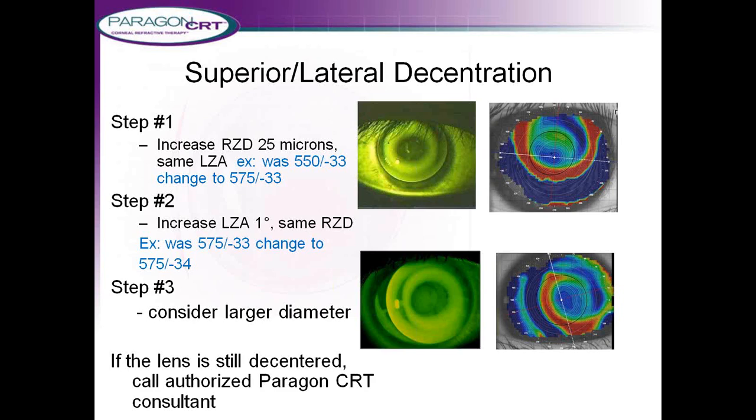For superior or lateral decentration, the first thing we're going to do is to increase the return zone 1 step or 25 microns, but stay with the same landing zone angle. The example here is if your initial lens was a 550-33, we're going to change to a 575 return zone with a 33 landing zone angle. If that doesn't bring the lens to center, now we're going to increase the landing zone angle 1 degree, but stay with the same return zone depth. And lastly, if that doesn't seem to bring the lens to center, you need to call your authorized Paragon CRT consultant.